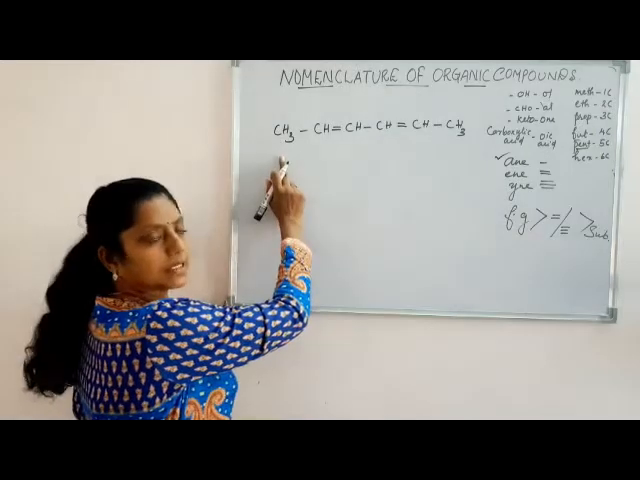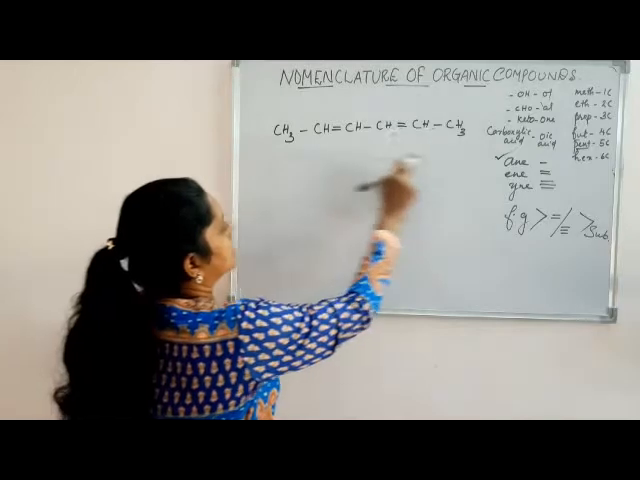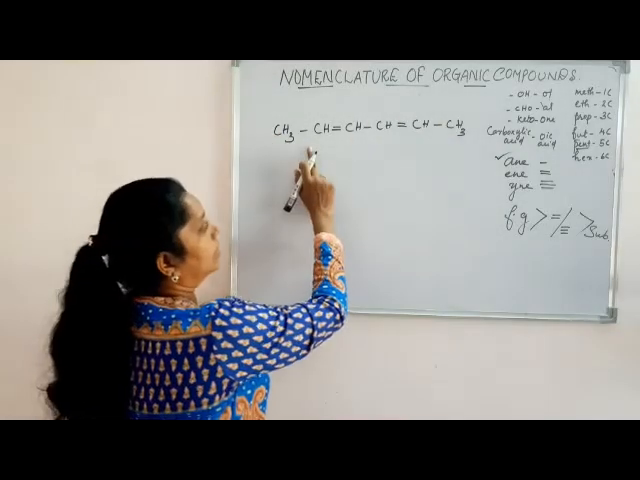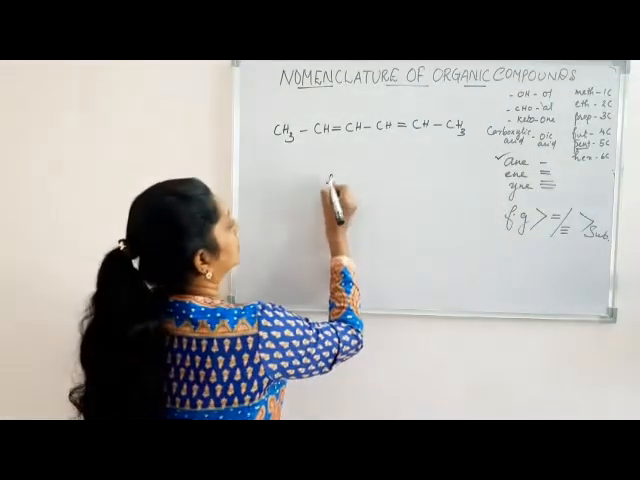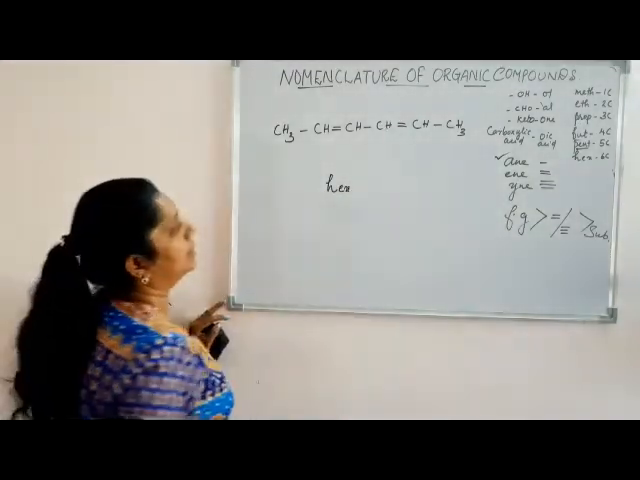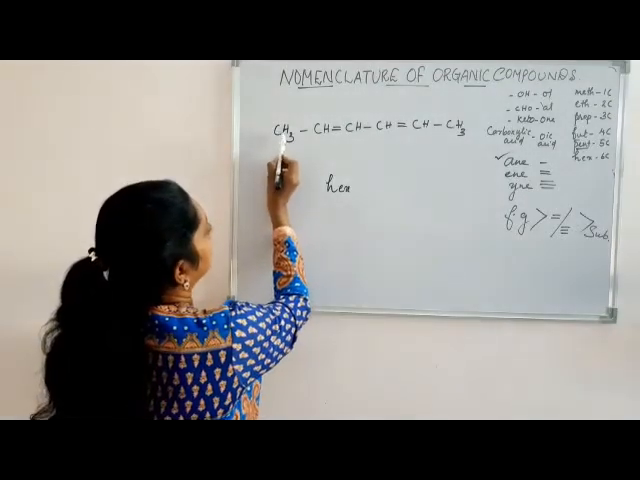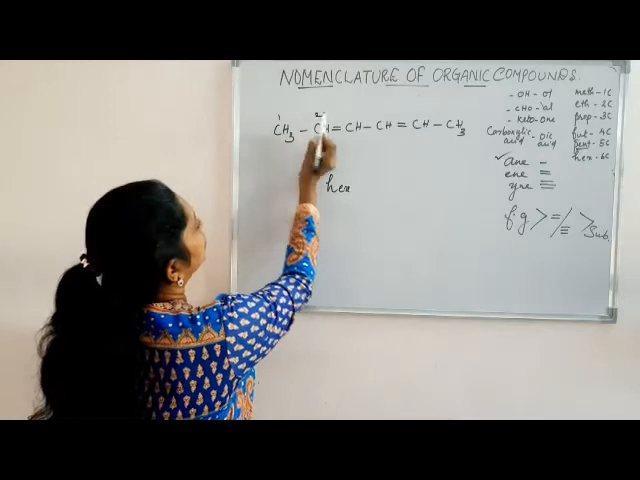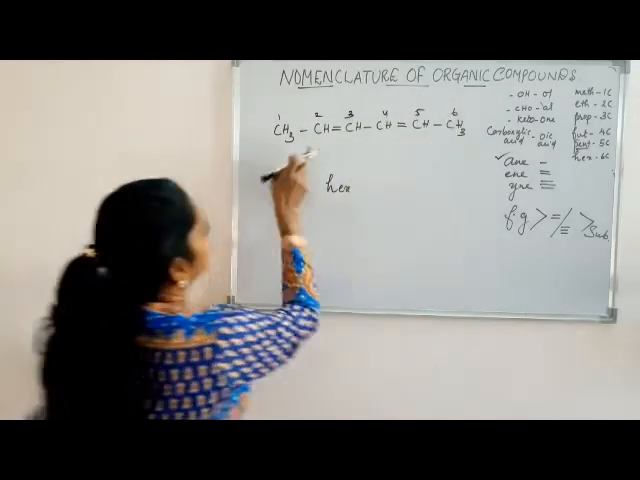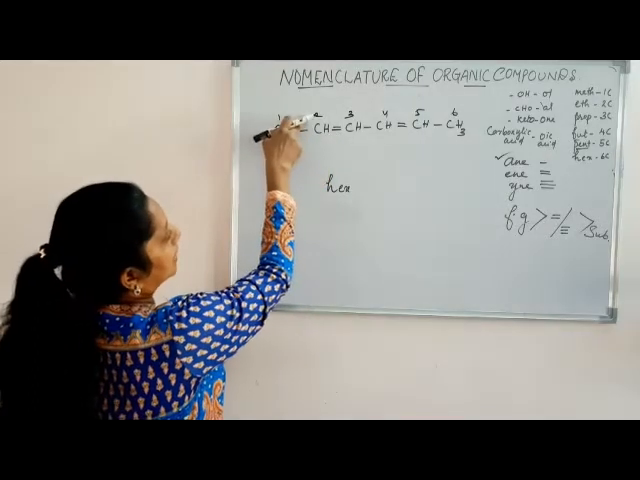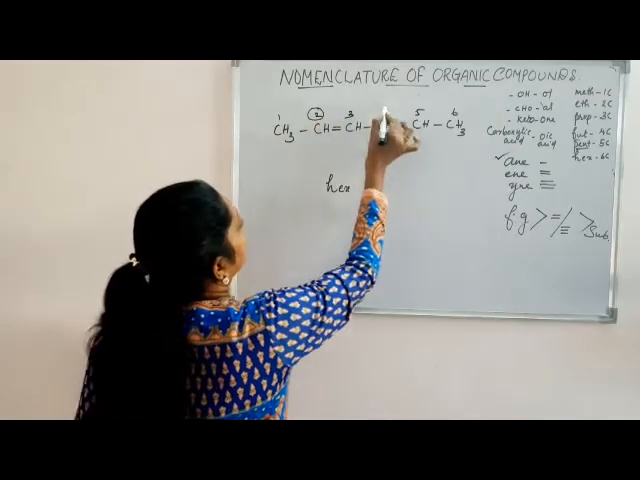Here, how many carbon atoms are present? 1, 2, 3, 4, 5 and 6 carbon atoms. This is the longest chain, and for 6 carbon atoms we have the word root hex. Now we have to number the compound. While numbering from this side, we have 1, 2, 3, 4, 5 and 6. A double bond is present at the second carbon atom. Here also a double bond is present at the 4th carbon atom.